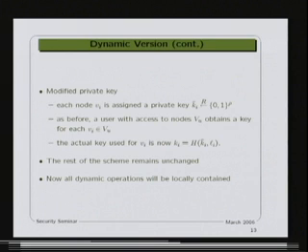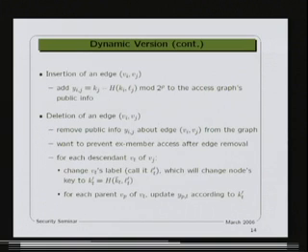Next, I would like to show how changes are introduced in the graph. An insertion of an edge is easy. Everything you need to do is create a public label for that edge, and we're done. This will allow us to go from one node and follow that edge, basically deriving the necessary keys.